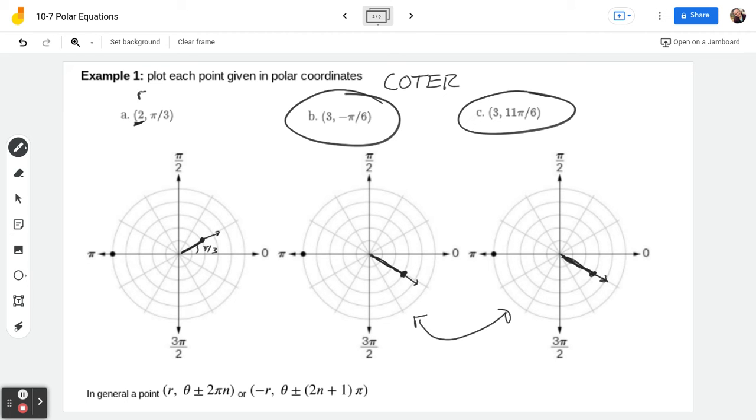So in essence, these are coterminal angles. And thus, because they're coterminal angles, their ordered pair is going to be the same. So provided that r and r are the same, you're in essence going to get the same thing. All right, let's keep on moving.